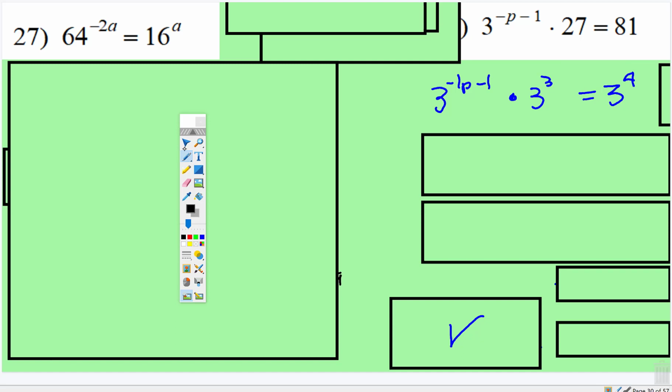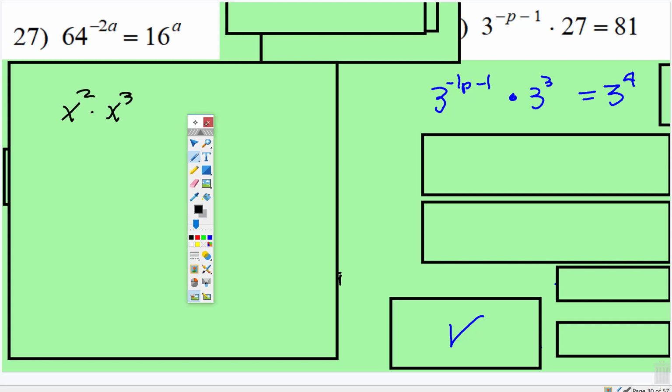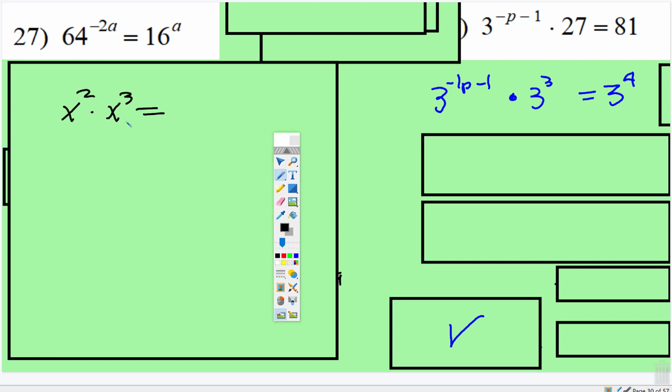Now, exponential properties are required. Remember x squared times x cubed, the product rule? When you multiply powers of the same base, you add the exponents. Well, here we have the same bases. So when we multiply these powers, you add those exponents. So negative 1p subtract 1 plus 3 is negative 1p plus 2.